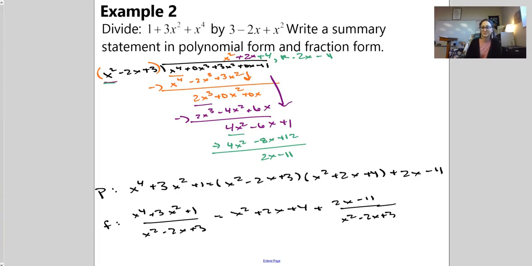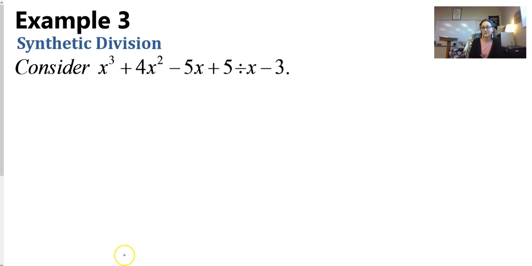All right, so your two formats are on the screen. If this is not what you got, you can change your answer in a different color pen. So obviously long division, it's not difficult, but it is somewhat tedious. The good news is if you're dividing by a linear term, which is really not uncommon in calculus, we can really simplify the process by using synthetic division.